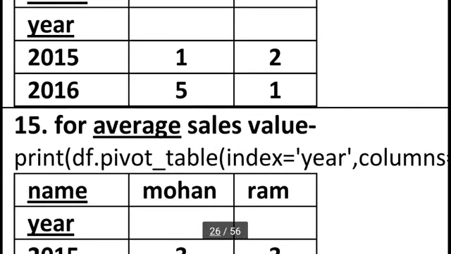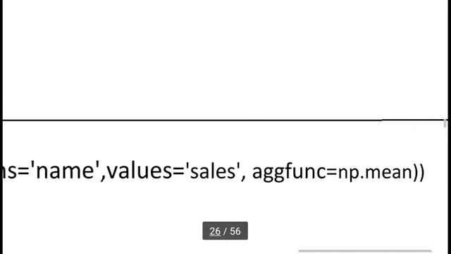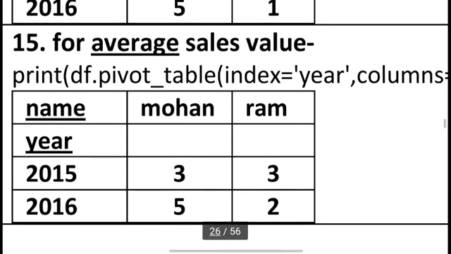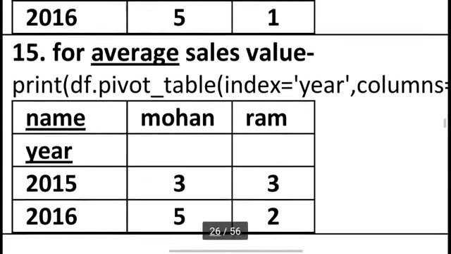Suppose I want to find the balance point, or we can say mean, or we can also say average. So simply here I am writing np.mean. So this is the average value. It is important because based on the average value we can decide the performance of our salesmen.